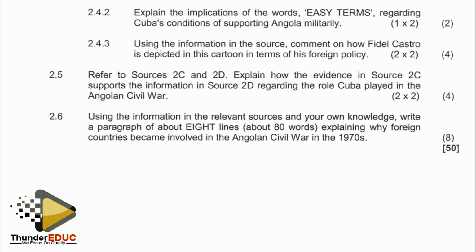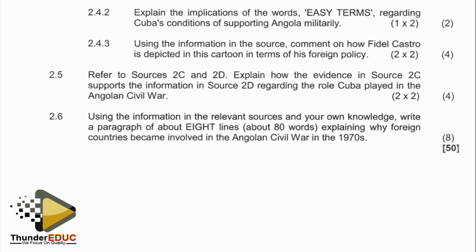I have given my explanation. Then I go on to provide evidence. The evidence that I can give here is evidence of the USA, because it's evidence from a source. USA wanted to deny Angola to the Russians because of its good harbors and also because of its oil. This is in source 2A.